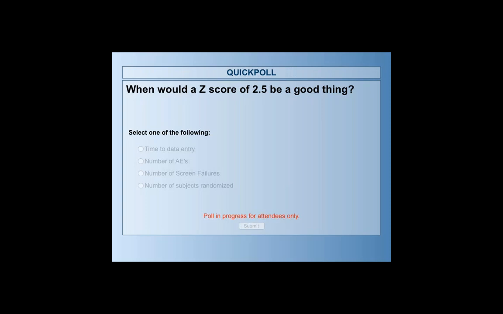When would a z-score of 2.5 be a good thing? So we've been talking about tolerance levels, but sometimes it's actually a good thing. So your options are: time to data entry. If you are 2.5 standard deviations above the mean, is that a good thing? Is it number of AEs? Number of screen failures? Or is it the number of subjects randomized?